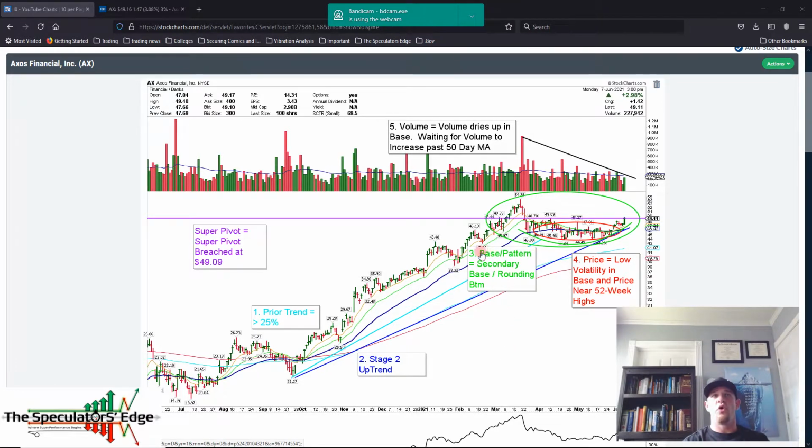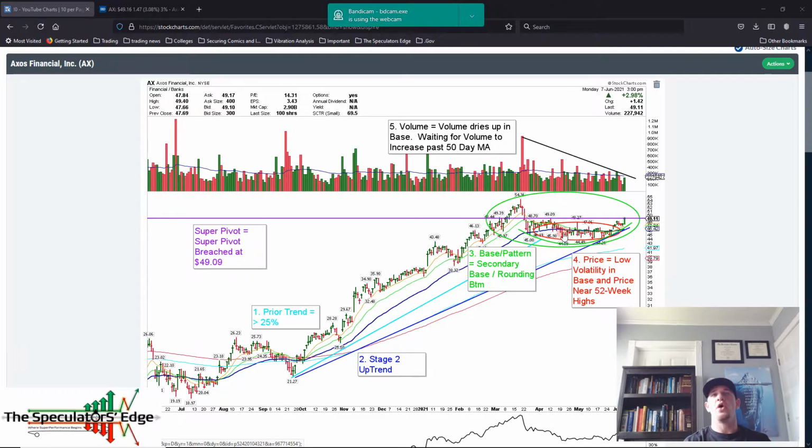So the third thing that we're looking for is the base and the pattern. In this stock, in AX, we enter into a secondary base, which is this, and then the pattern is a rounding bottom, okay? And the probability of rounding bottoms actually moving up from the base or from that pattern is pretty high, substantially high, especially when it's in a secondary base.